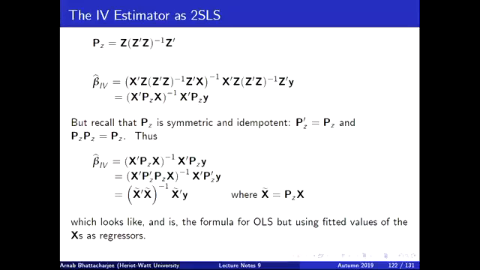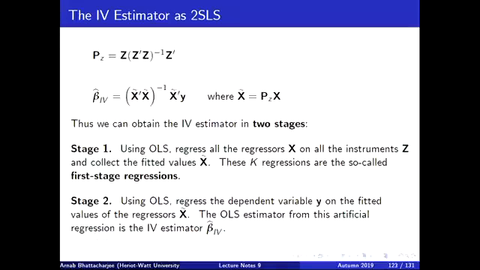Because it is idempotent, if you apply it repeatedly, you don't get back anything new. You have projected it once, and you have projected it in the right direction, right? So therefore, with a transformed set of regressors, this is actually OLS. Now what is that? That is a GLS, okay, with a particular transformation of your X's. So this is the formula for OLS, but using fitted values of the X's as regressors. That is why we can do it in two stages. So this is my IV then, which I can obtain in two stages.